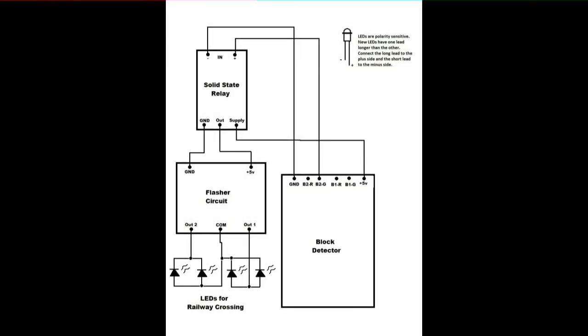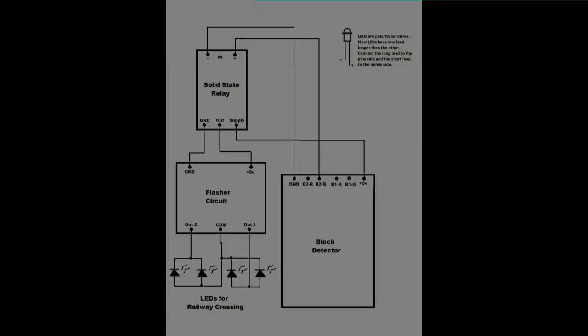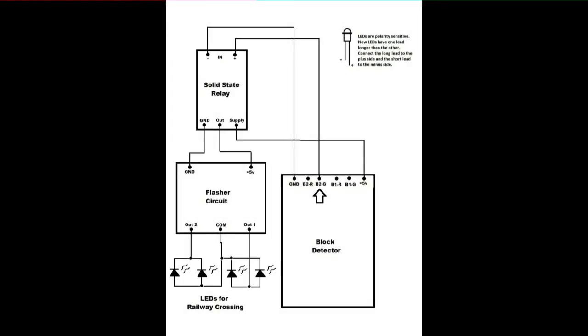Now, using a block diagram, I will show how the LED flasher board can be hooked up to one solid-state relay board and one of my block detector boards. When the train enters the block with the railway crossing, I use one of the green LED outputs of the block detector for that block, in this case B2G, to switch on one of my solid-state relay boards.